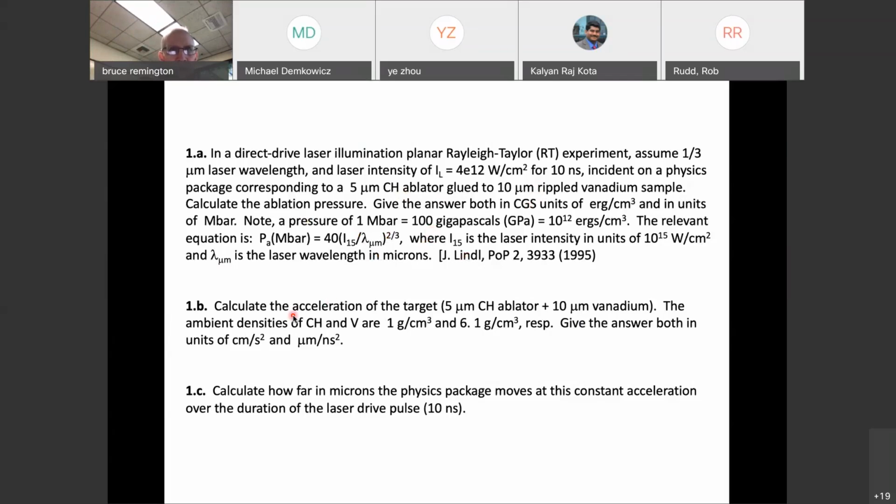Then I want you to calculate the acceleration of the target, the same target, 5 micron plastic ablator glued to a 10 micron vanadium payload. And I give the ambient densities of the plastic and the vanadium. You can assume the output number is roughly the same, whether it's in the ambient or the compressed case. Then I want you to calculate how far in microns the package is accelerated.